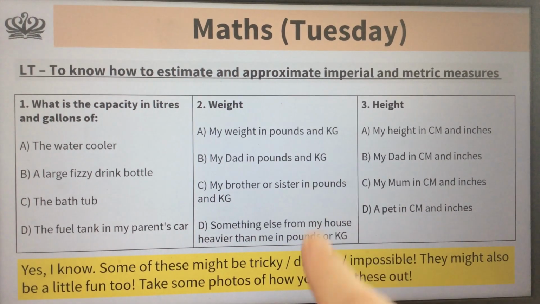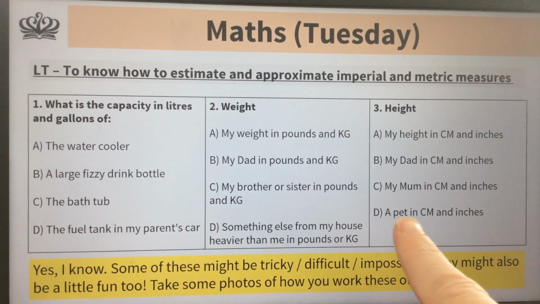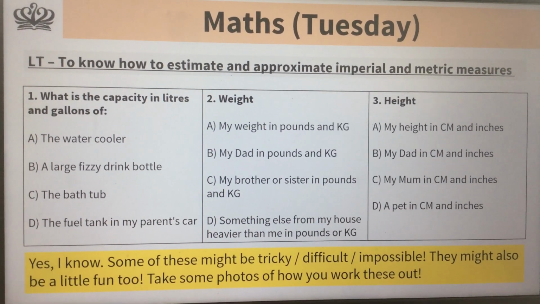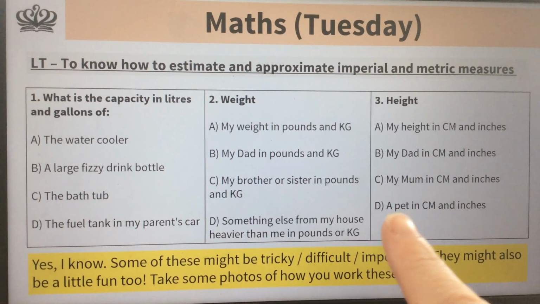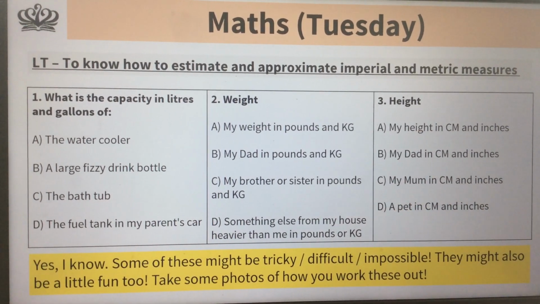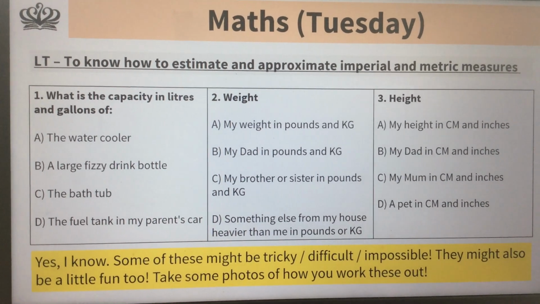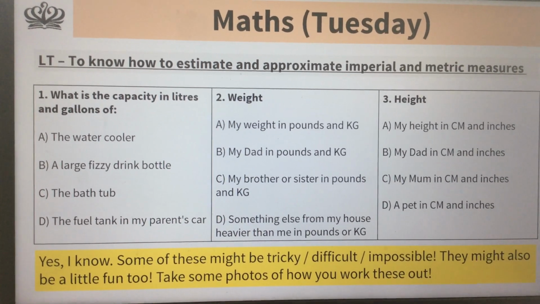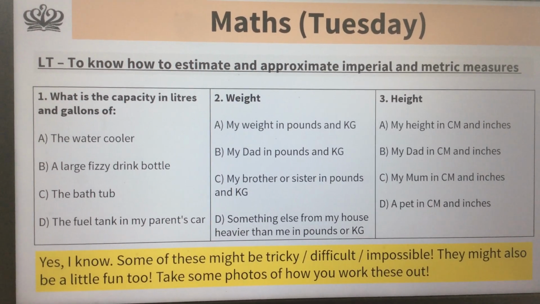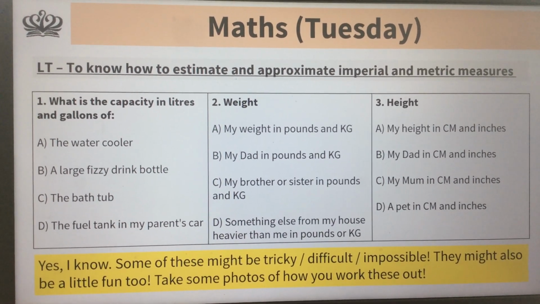You're going to have to chat with family members. If you don't have a pet, you could use a soft toy and just measure a soft toy animal that you have. Your parents might know their height in one of those. So have a bit of fun today, just getting used to using those different measures, using the imperial and the metric, and having a go at converting between them as well.